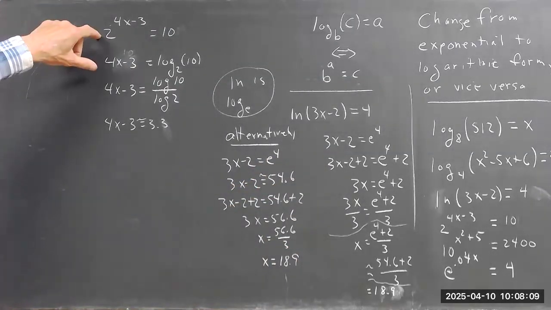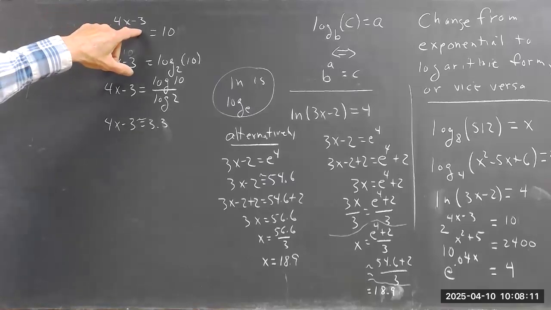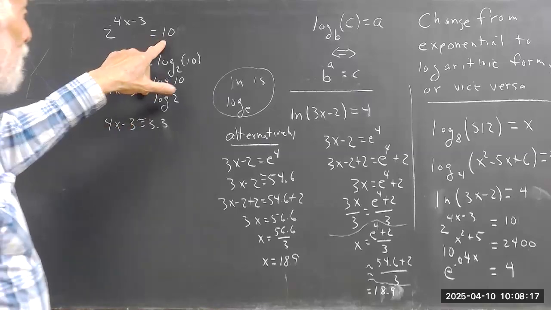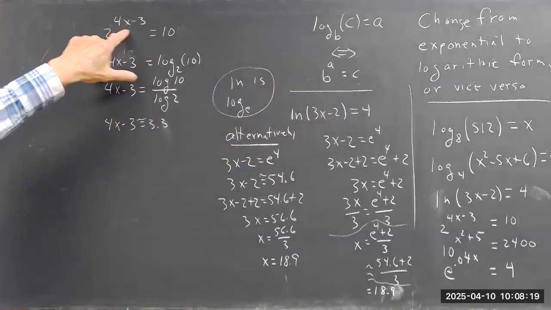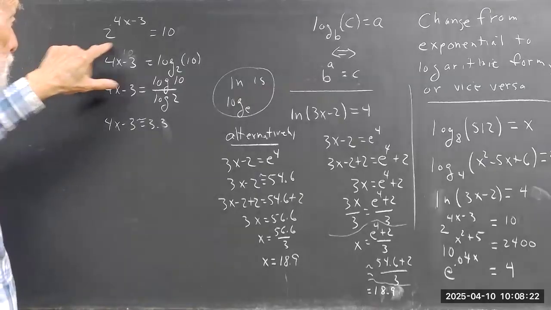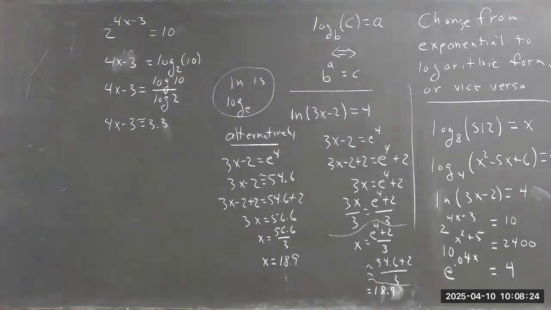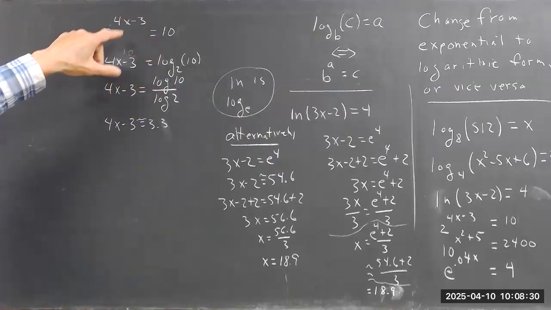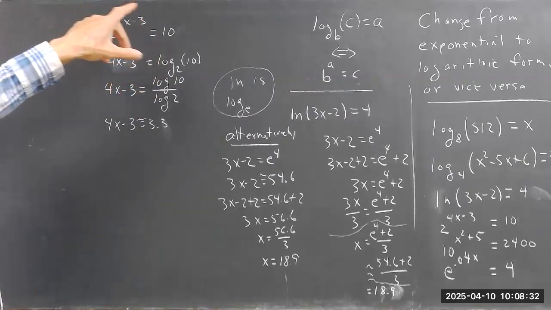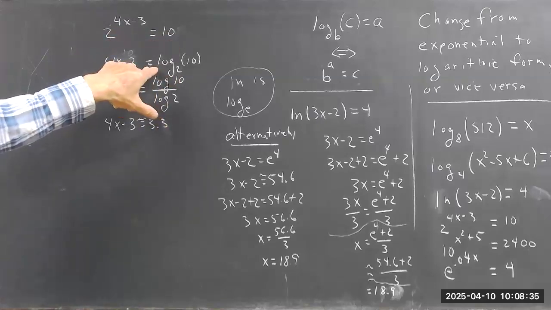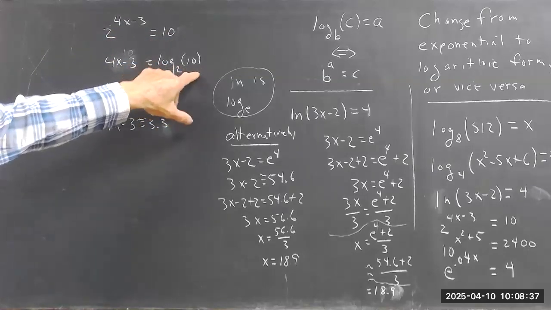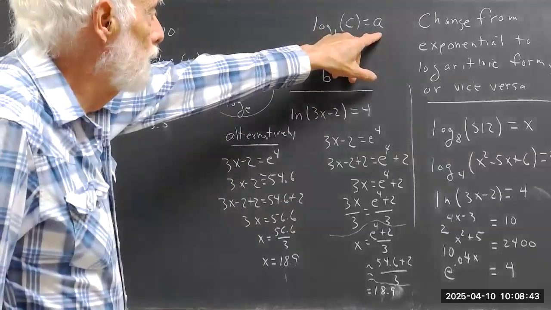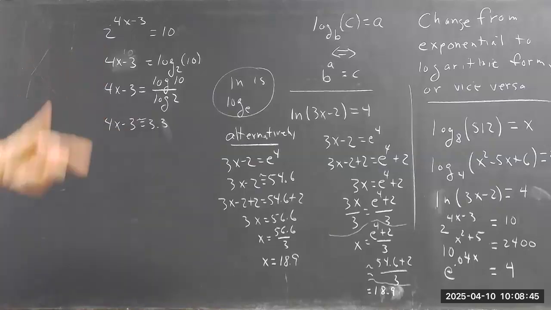Now, we have the equation 2 to the 4x minus 3 equals 10. And we identify that 10 is C in this form, 4x minus 3 is A, and the base B is 2. So that C, which is the 10, goes with the log base 2 of 10. And then the A, which is going to go here, is the 4x minus 3.